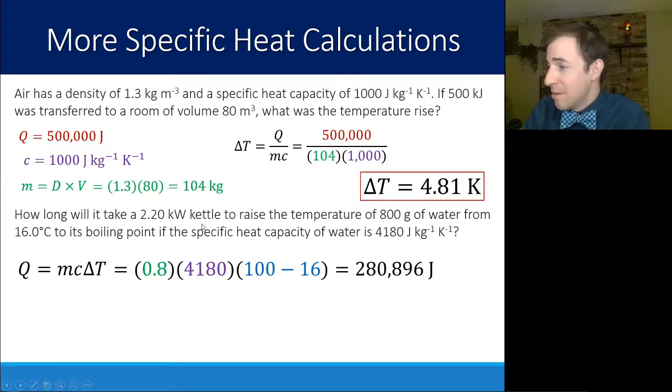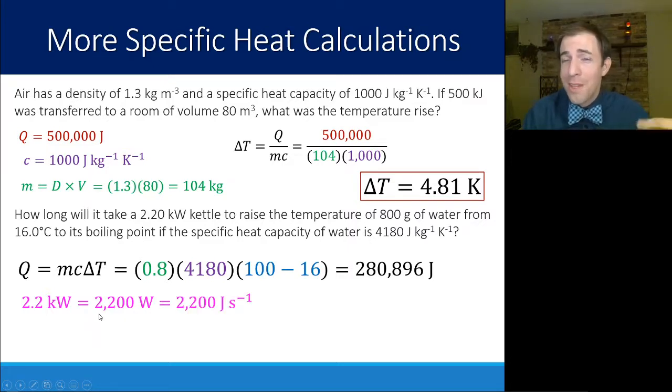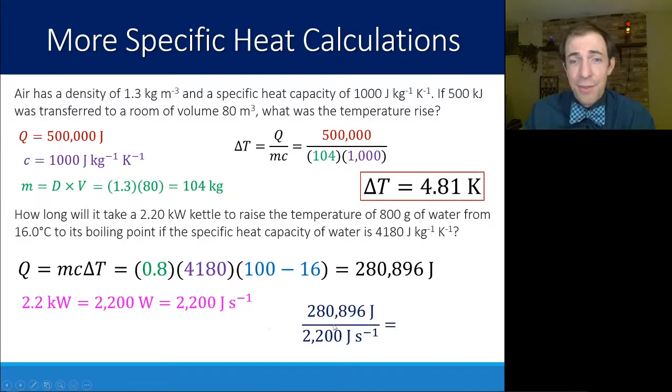This kettle is producing 2.2 kilowatts. 2.2 kilowatts is the same thing as saying 2,200 watts, which is the same thing as saying 2,200 joules per second. Power is just work divided by time, or joules divided by seconds. So 2,200 joules every second, and I want to produce this many joules, 280,000 roughly. So I just have to convert that so it's in seconds.